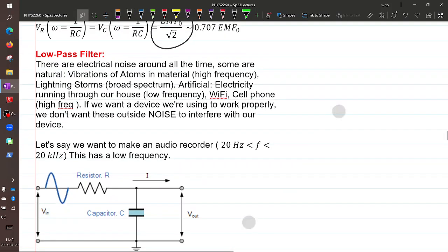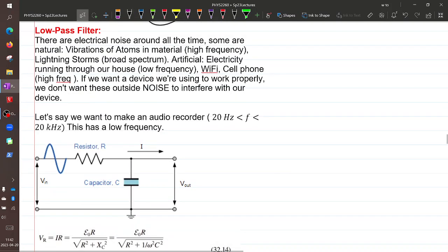We're going to use these things on circuits that we use every day. For example, if you are using your phone, the microphone in your phone has this thing called a low pass filter in it. A low pass filter basically does what it sounds like. It allows the low frequency signal to pass through.